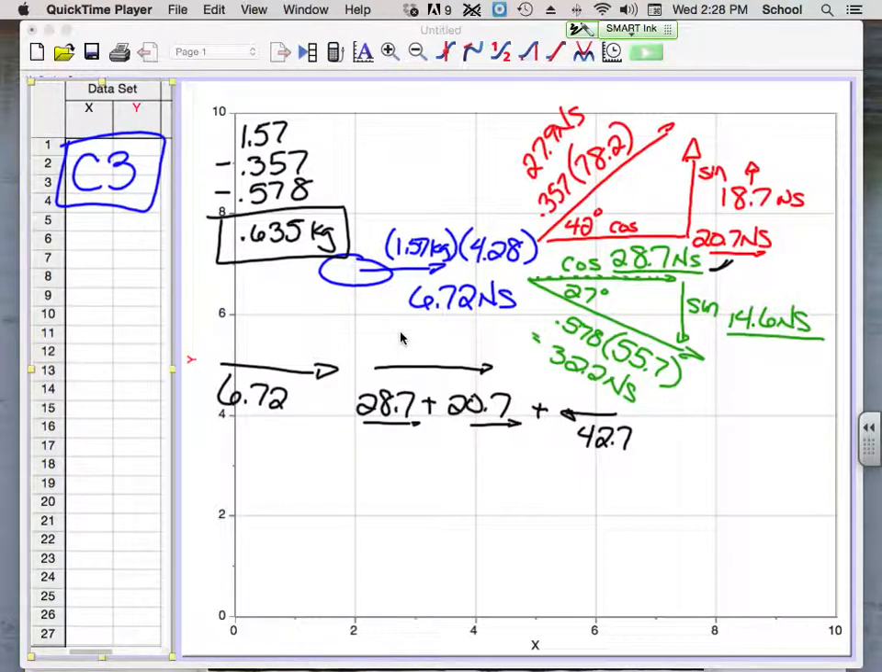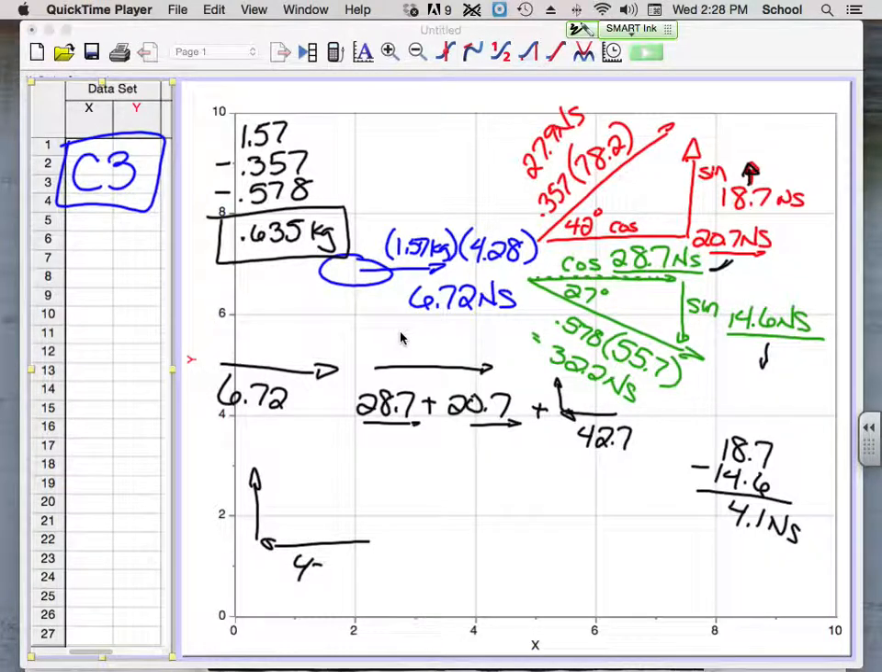Then if we look at up and down, we had 18.7 going this way and 14.6 going that way. Since these are going in opposite directions, we ask who is winning and by how much. 18.7 minus 14.6 is 4.1, and the winner was going up, so that way. So now the third chunk must be 42.7 that way and 4.1 that way.